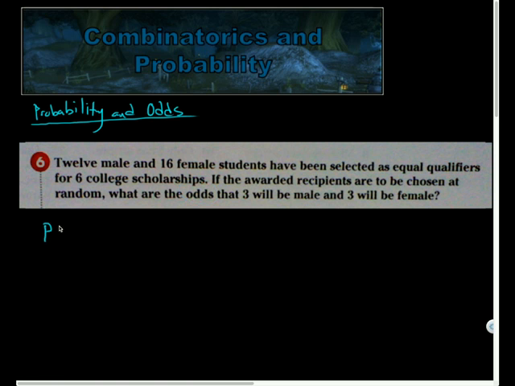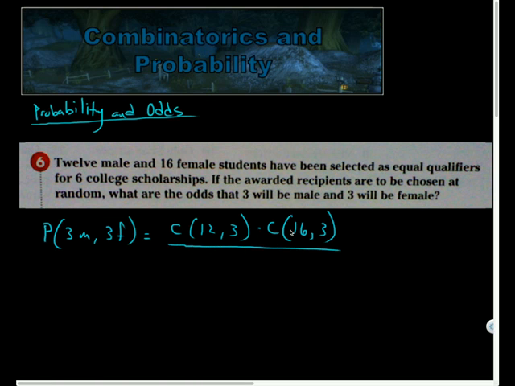So the first thing I'm going to do is figure out the probability that we have 3 male and 3 female. Then I'll convert to odds later. I always find that more interesting anyway. So how many ways can I pick 3 males out of 12? Well, the order doesn't matter, so this is going to be a combo 12-3. And how many ways can I pick 3 female out of 16? Once again, order doesn't matter, so it's 16 combo 3.